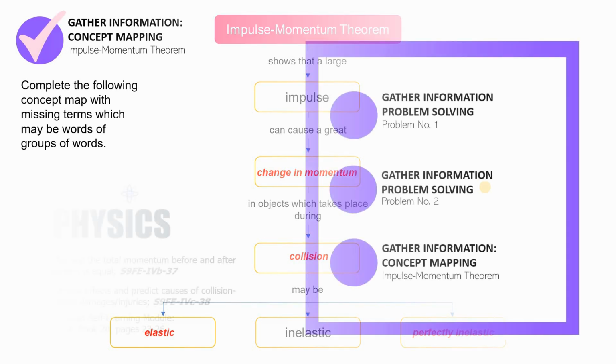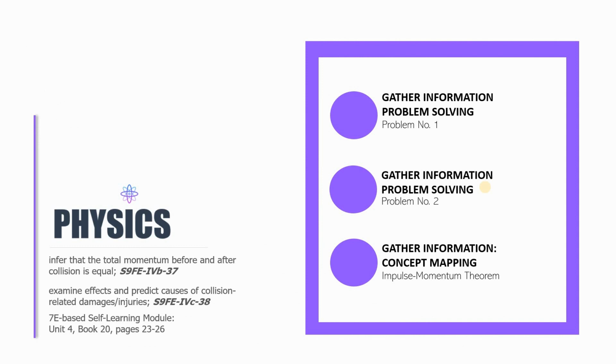That ends the 20th edition of Physics 9. This is Sir CJ, and in this edition we were able to cover problem solving numbers 1 and 2, and concept mapping on the impulse momentum theorem. The learning competencies that we covered are: infer that the total momentum before and after collision is equal, and examine the effects and predict causes of collision-related damages or injuries. Remember that this was based on the 7E-based self-learning module in Science 9, which I wrote, found in Unit 4, Book 20, pages 23 to 26.